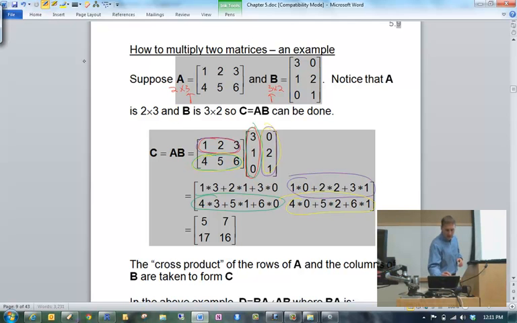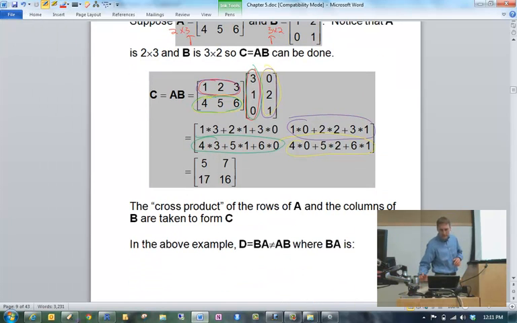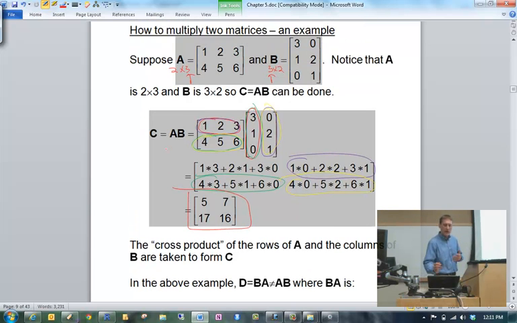Now notice here, the result was a 2 by 2 matrix. Well, where did that come from? Well, it comes from the number of rows of A and the number of columns of B. So you always know then what the result will be in terms of the size of the matrix.